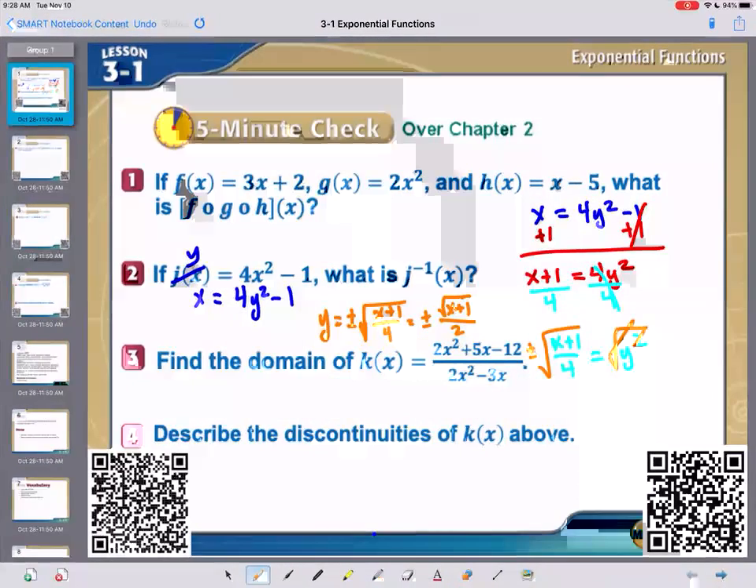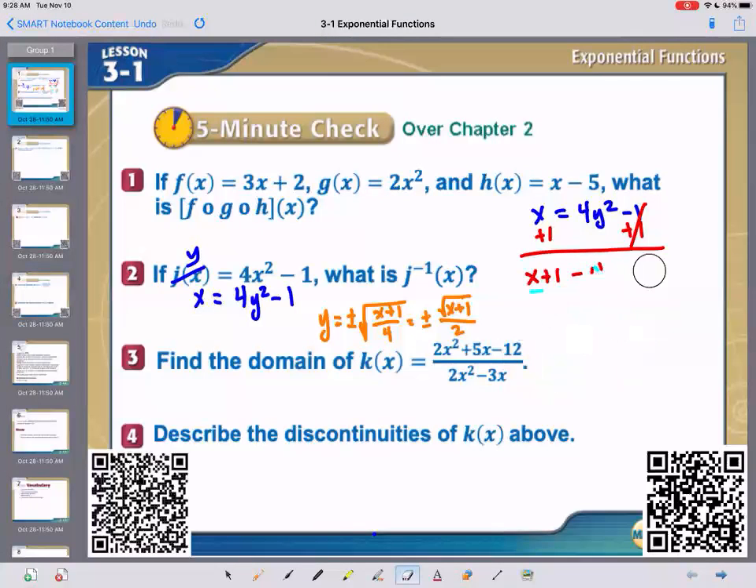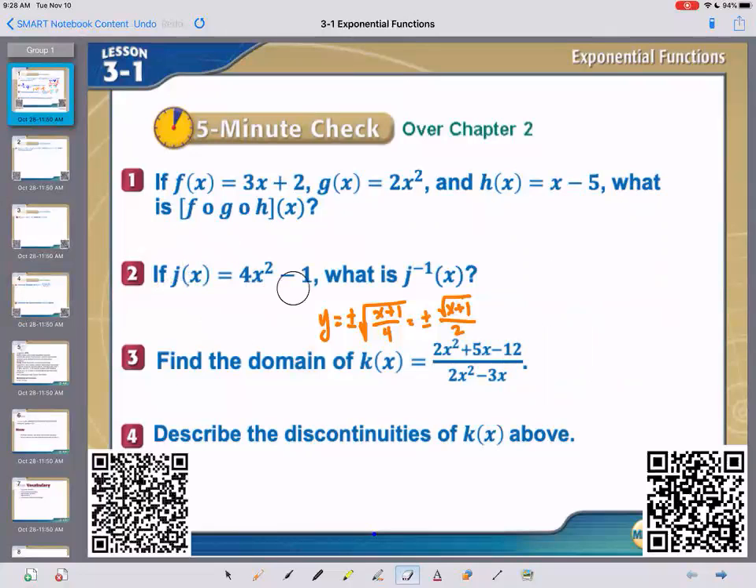Let's talk about number 3. Algebraically, how can we find domain? Do you remember the 2 rules for domain? What are you not allowed to do in mathematics? You're not allowed to divide by 0. That's right. So that's how we'd set it up.